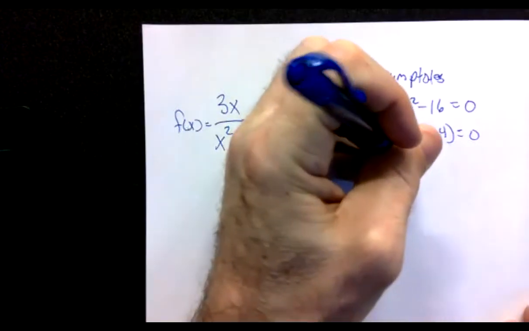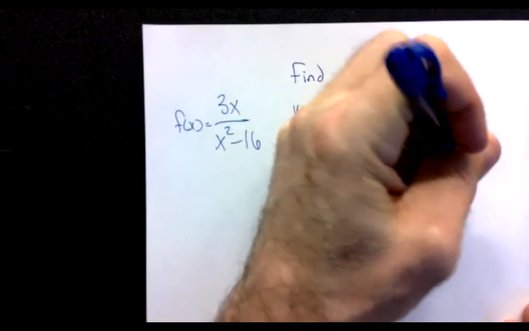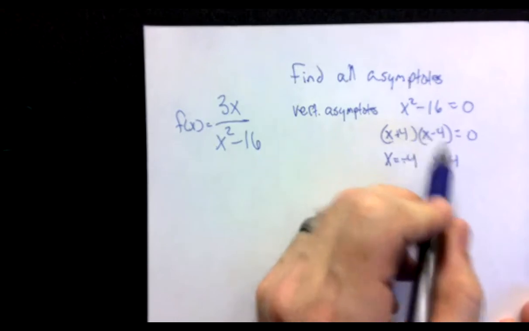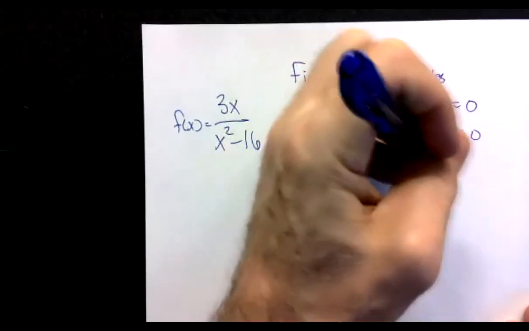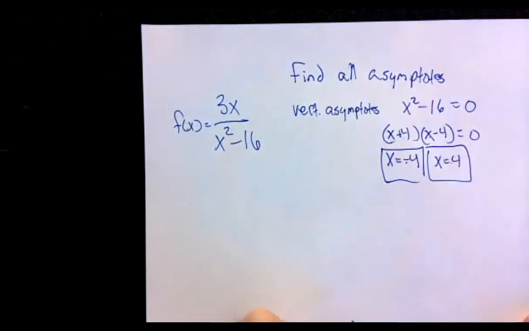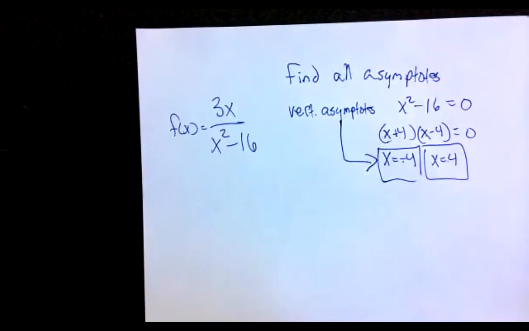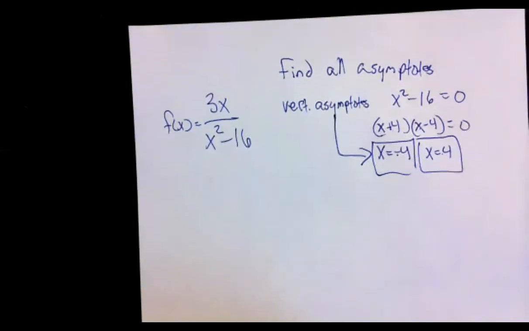So then I set those equal to 0. Negative 4 causes that to be 0. Positive 4 causes that to be 0. This is where my vertical asymptotes would be. So I've got vertical asymptotes at x equals negative 4 and at x equals positive 4.